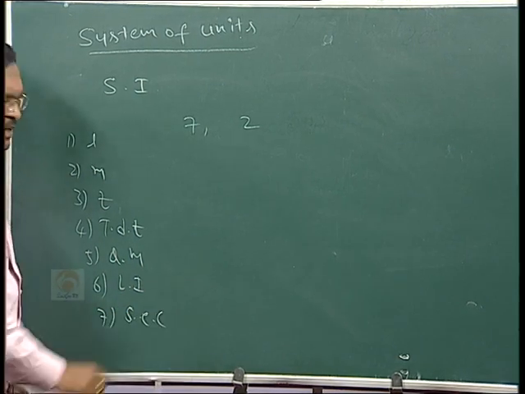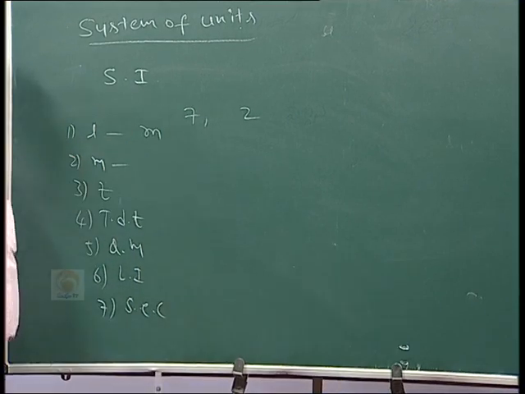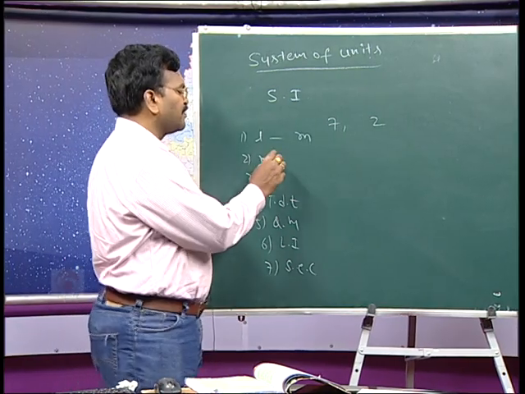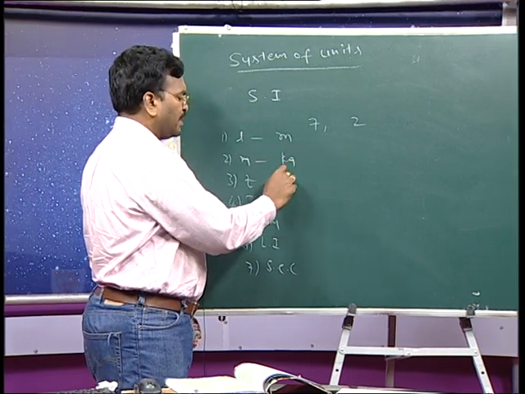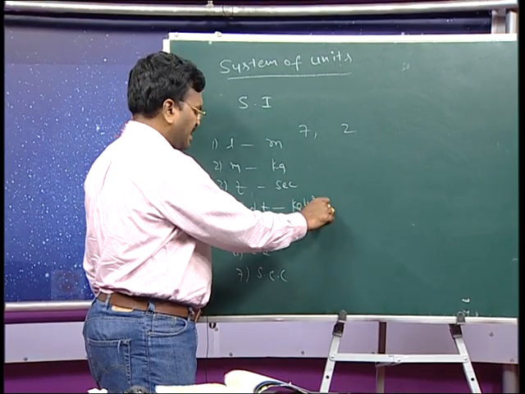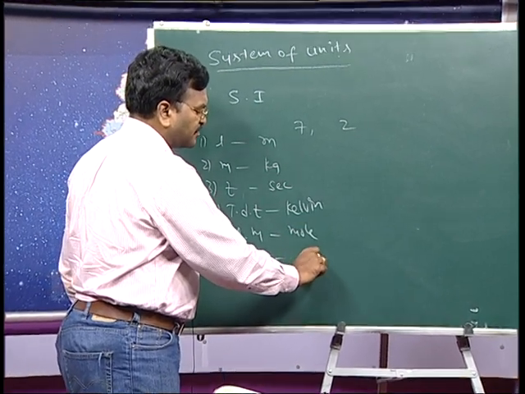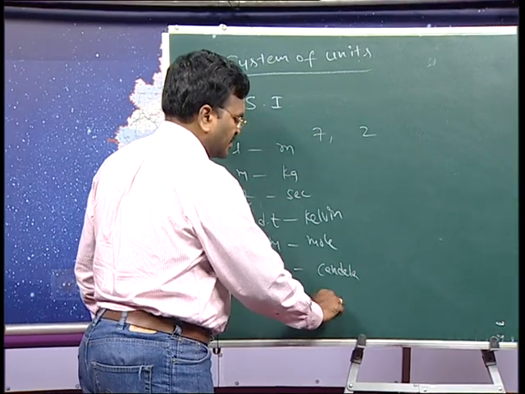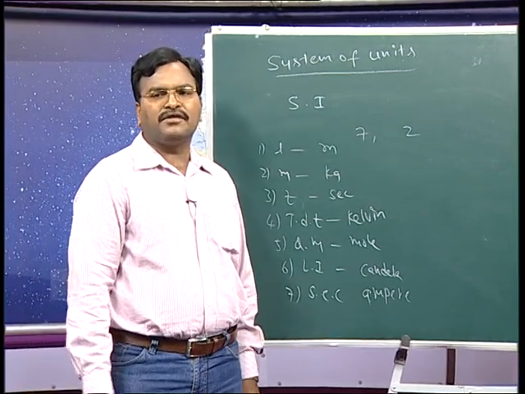Here, what is the unit of length? Meter only. The SI system is the extension of the MK system. Unit of length is meter. Unit of mass is kilogram. Unit of time is second. Thermodynamic temperature, Kelvin. Quantity of matter, mole. Luminous intensity, candela. Strength of electric current is ampere.